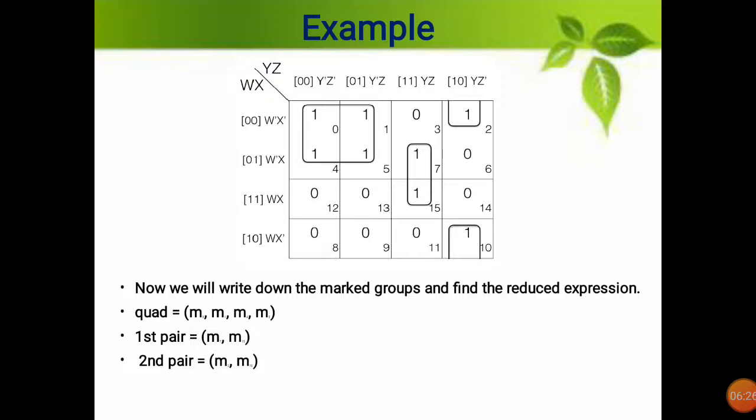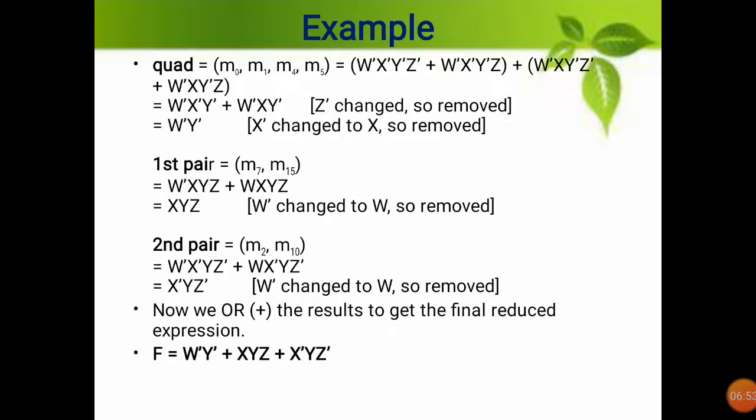Now we will write the marked groups first and then find the reduced expression. So our marked groups are: the quad is M0, M1, M4 and M5, the first pair is M7 and M15, and the second pair is M2 and M10. Now we reduce the expression of each group.